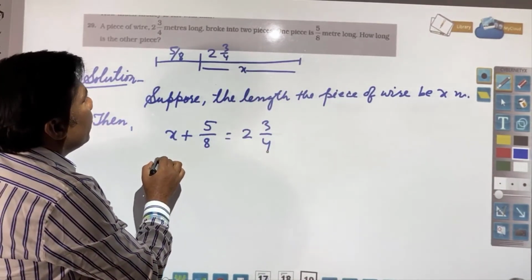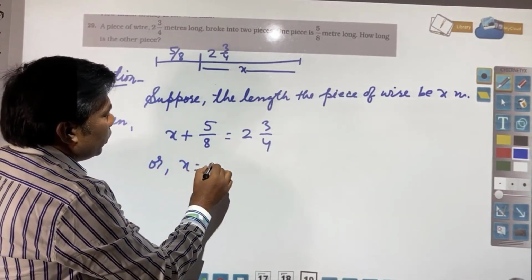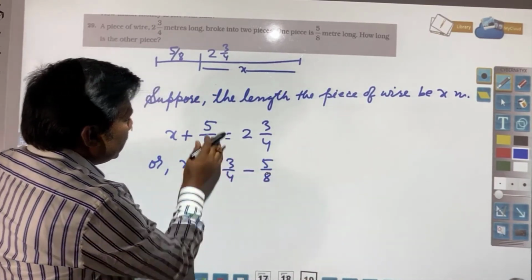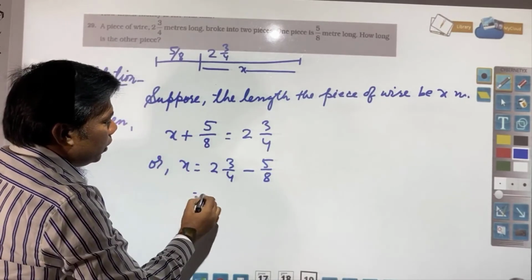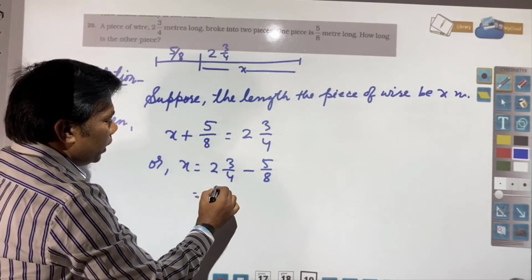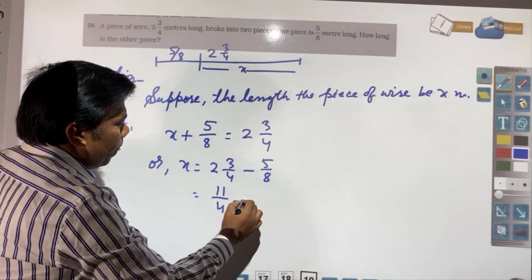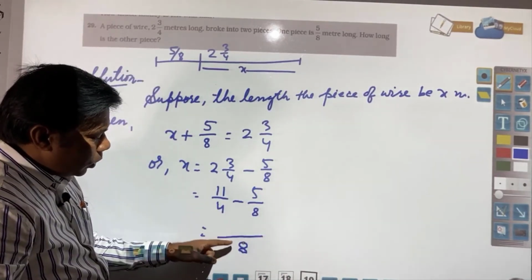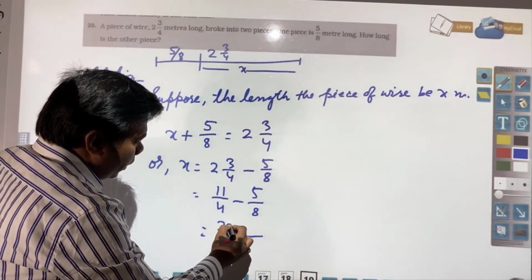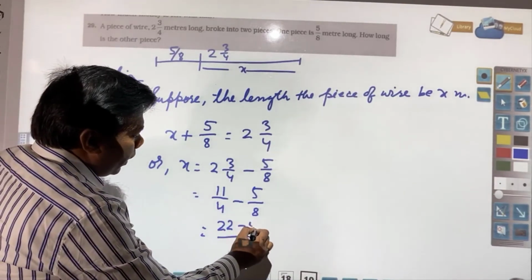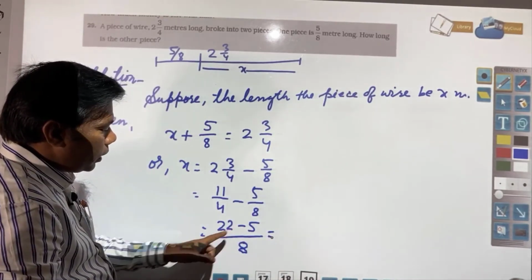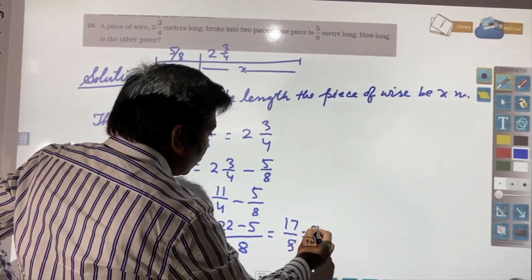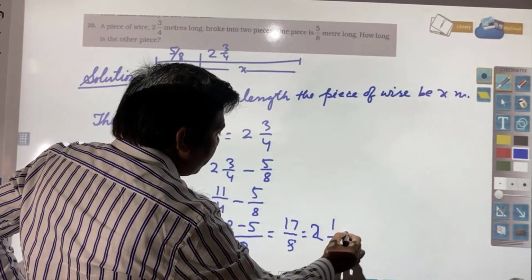This you simplify. This can be written as x will be equal to 2 whole 3/4 minus 5/8. This we have taken to the right side, the sign has been changed. This you simplify. 4 twos are 8, plus 3 will be 11/4, minus 5/8. Your LCM will be 8. Now you divide this. 4 twos are 8, and 2 into 11 will be 22. Minus, simply you write 5. When you are subtracting this, what you will get? 17/8. And 8 twos are 16, so 2 whole 1/8 meter.